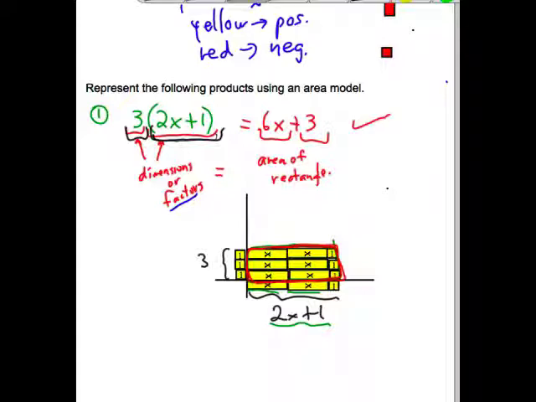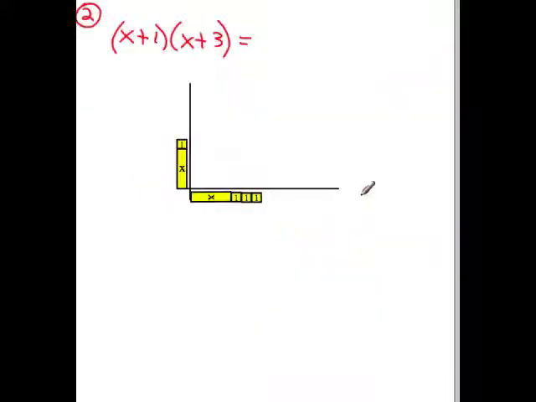Now we know we can do this through distribution and get the same answer, but what I've just shown is a pictorial representation of what that means through the area of a rectangle. Okay, let's do one more example.